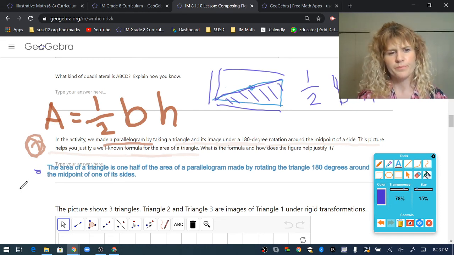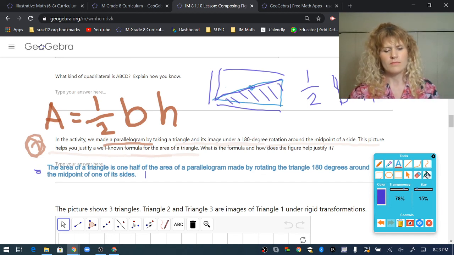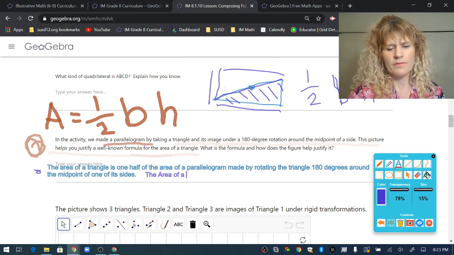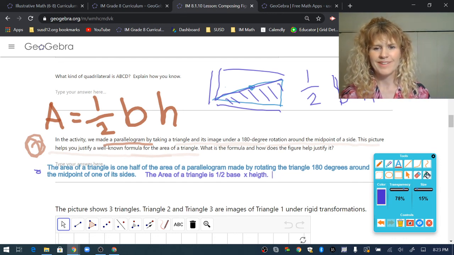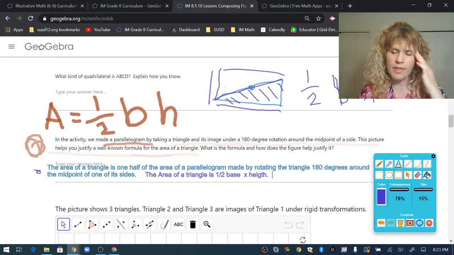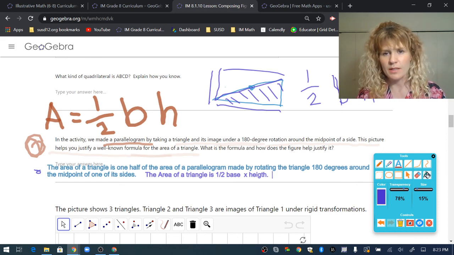There we go. I'll type that formula in. The area of a triangle is 1/2 base times height. Oh, more spelling. Okay, good job, guys. Now you need to put in your answers. Think about it. Make sure you understand. Watch the video again if it's confusing. Let me help you.